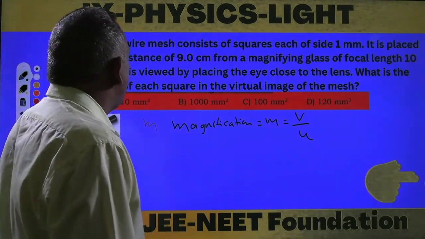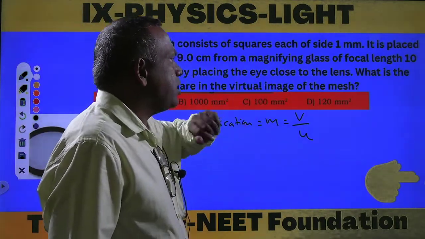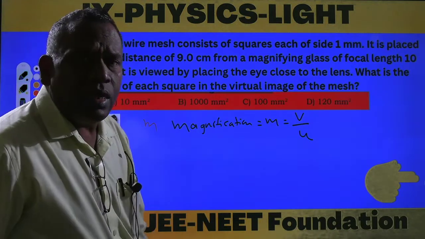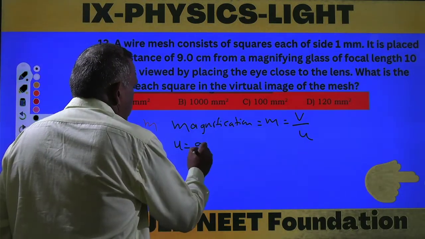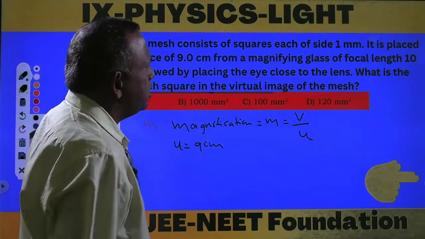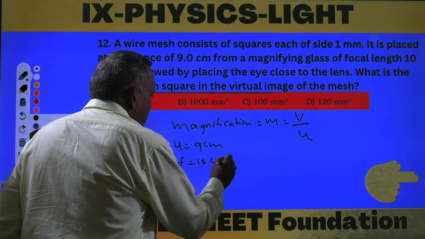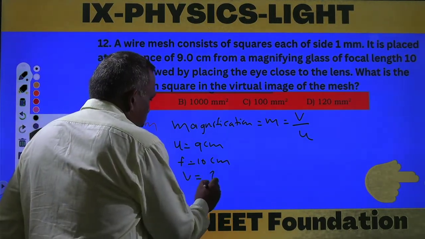First of all, here object distance is given. A wire mesh consists of squares of side 1 mm. It is placed at a distance of 9 centimeters. 9 centimeter is the object distance. The focal length is 10 centimeters. So V, we should find out.